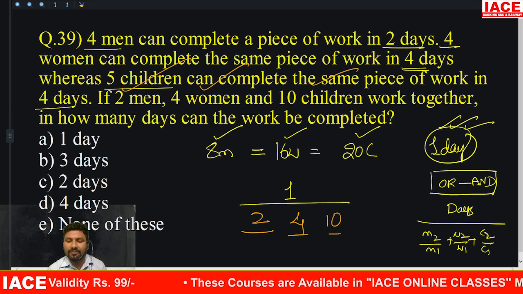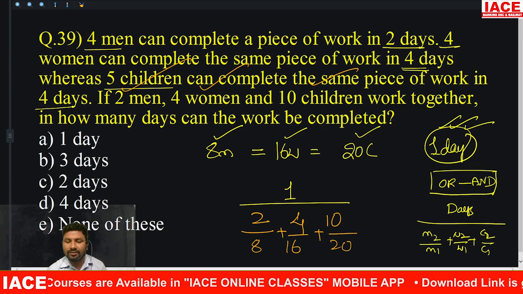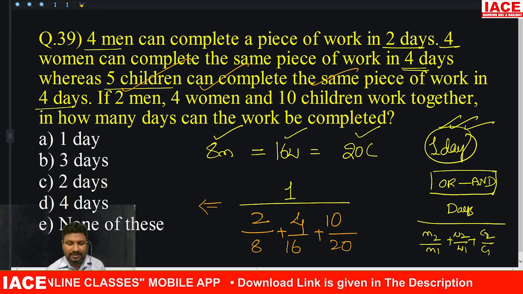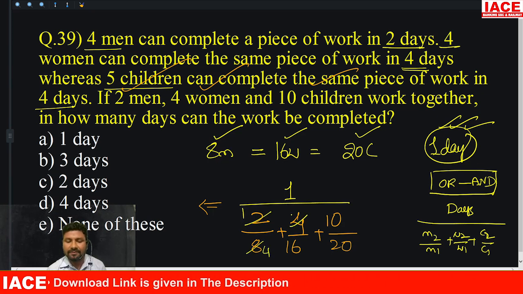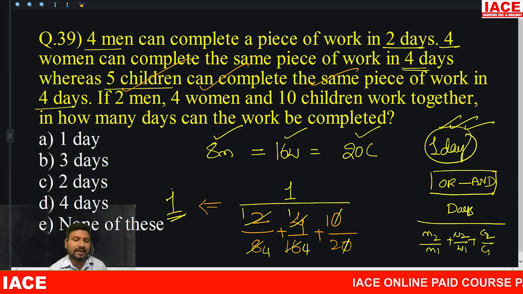This is already done by 8 men, 16 women, 20 children. We should simplify this, we will get an answer. Okay, cancel the measurements here. So which are going to cancel? 2 1s are 2, 4 4s are 0, 0 will cancel. 1 by 4 plus 1 by 4. 1 by 4 plus 1 by 4 equal to 1 by 2. 1 by 2 plus 1 by 2 equal to 1. 1 by 1 equal to total how many days?